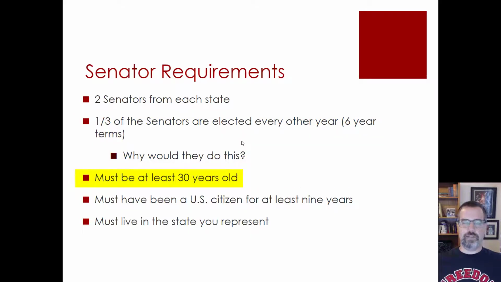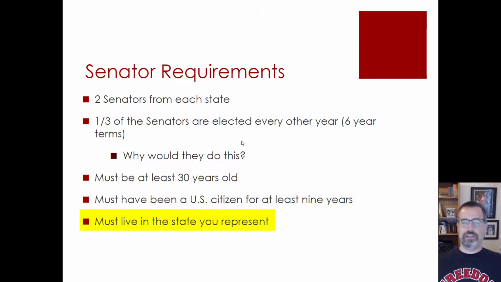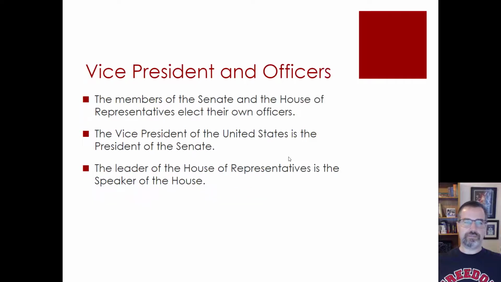For the U.S. Senate, you have to be at least 30 years old. You must have been a U.S. citizen for at least 9 years. And then, of course, you must live in the state that you represent.